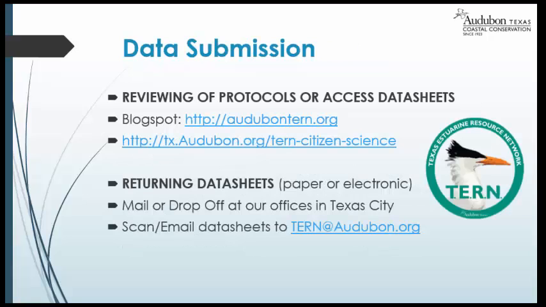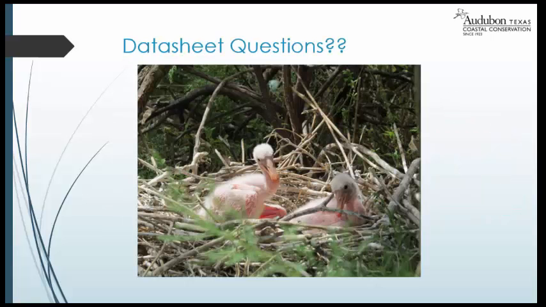When it comes to data submission, we don't have our online database yet. We're still working out the kinks. You can get your data sheets and review the protocols at audubontern.org. There is some information on the Texas Audubon site, which you could go to, it just takes a little longer. To return them, you can email any scanned or filled out data sheets to the tern at audubon.org, which makes it easier for me to keep track of them, or you can mail them or drop them off at our Texas City office. Or, like David does, he just brings them to me, and I'm okay with that too, because I'm usually around with the Bay Area Master Naturalist. Are there any questions on the data sheets?